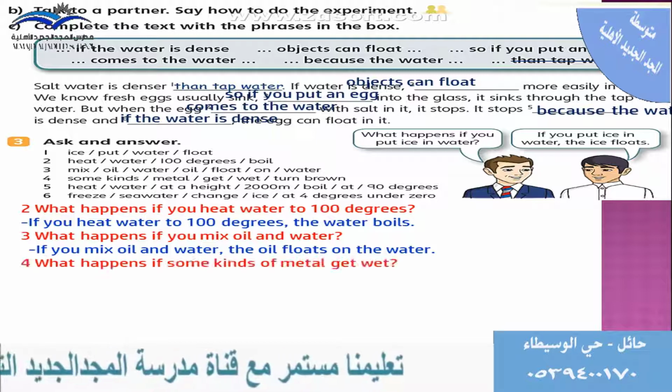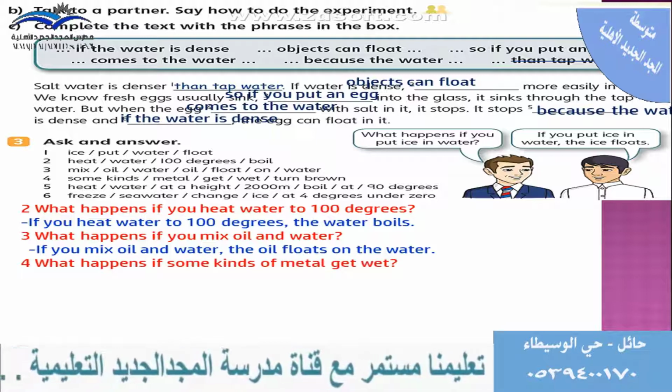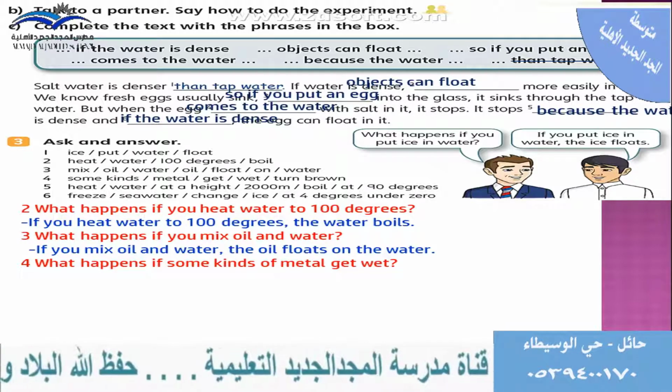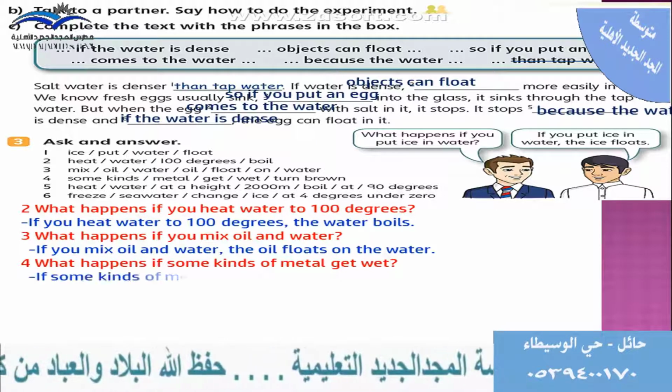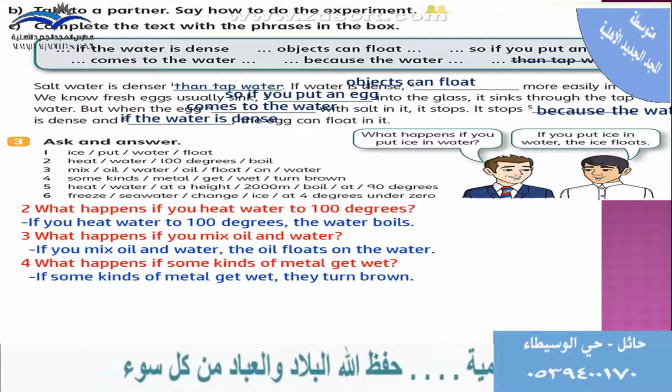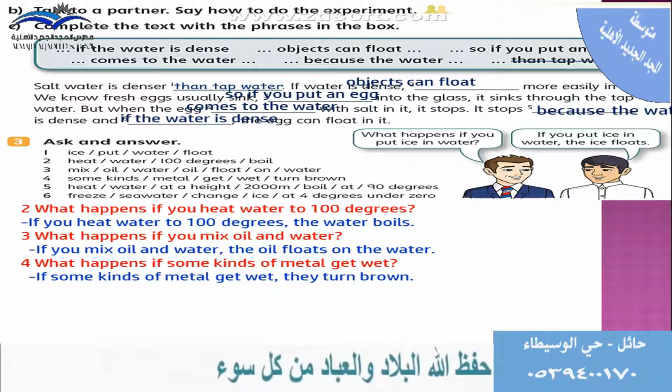Number 4. What happens if some kinds of metal get wet? Wet معناها يبل. They turn brown. بيتحول اللون للون إيه؟ البني.